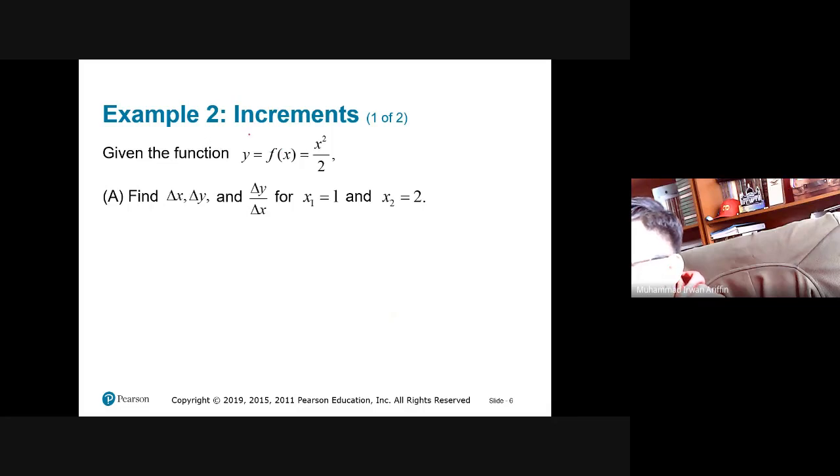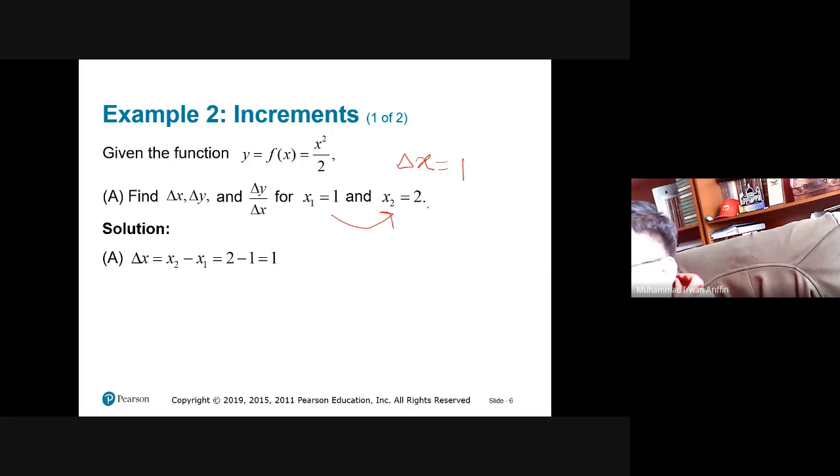This is a second example. If you would, I'm going to leave this example to you. You can just go through it on your own because I believe it is simple enough. So this is basically a change when we increase x1 by one unit from x1 to x2, from 1 to 2. So the change in x equals 1, right? Should be very easy, very simple.